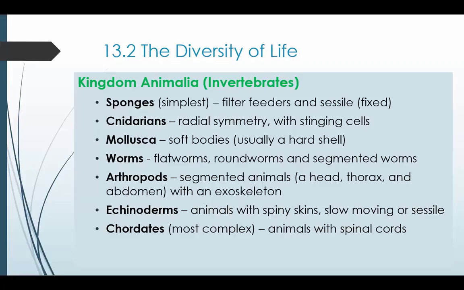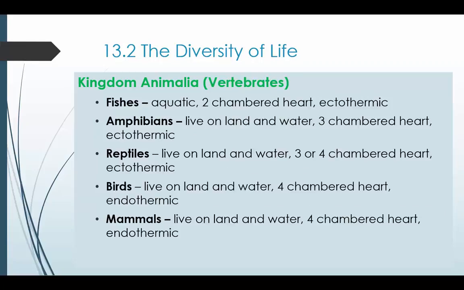Worms: flatworms, roundworms, segmented worms. Arthropods, which are your segmented animals. These typically have an exoskeleton, so we think of insects or crabs. Echinoderms, which are going to be like your starfish. And then chordates, which are more complex animals with spinal cords but don't yet have a vertebrate or a backbone yet.